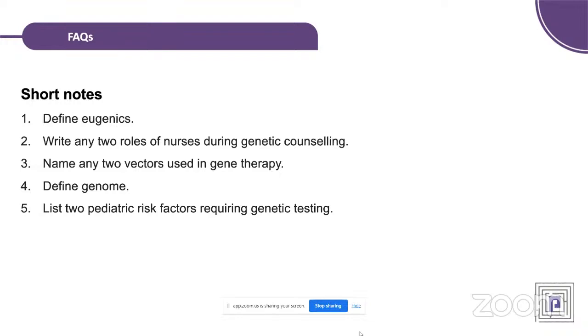That means to target a gene, we need a vector through which the gene is targeted. Then define genome and list pediatric risk factors requiring genetic testing. So if there are any abnormal congenital anomalies, or if there is anemia, all these are risk factors in which we need to get genetic testing done.